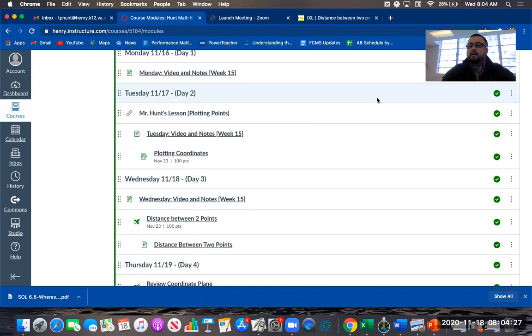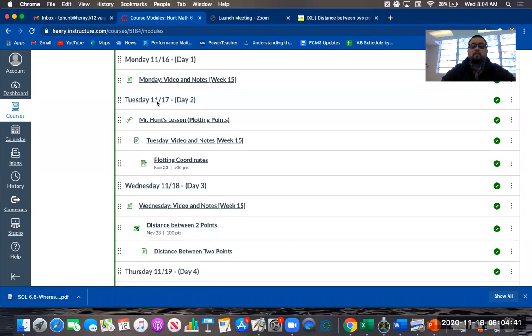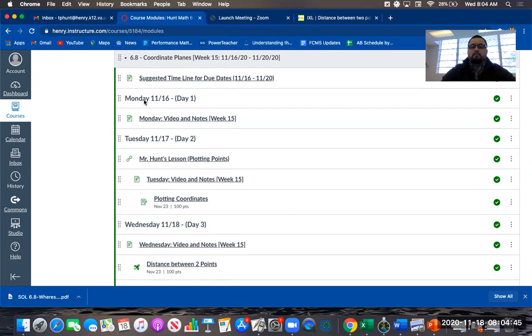Today is Wednesday, November 18th. And today we're going to be looking at the distance between 2 points and also the distance between two different axes, the X and Y axis. Yesterday, Tuesday, November 17th, we talked about how to plot points. And then Monday, November 16th, we talked about how to label the parts of a coordinate plane.